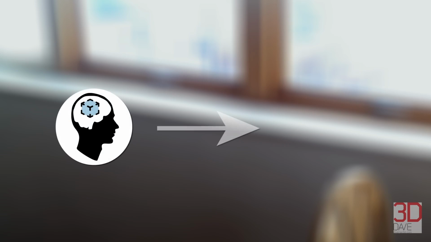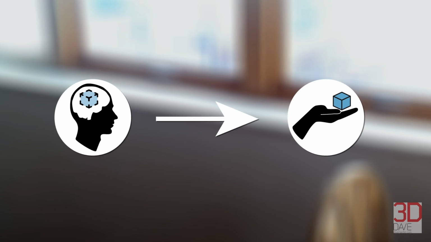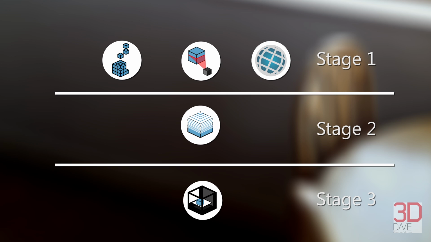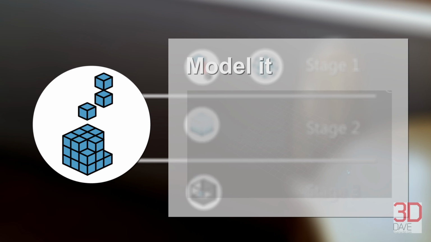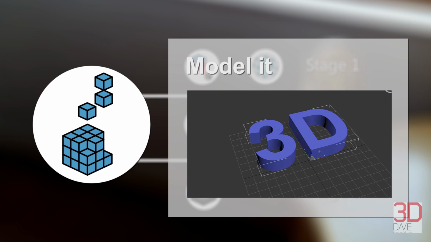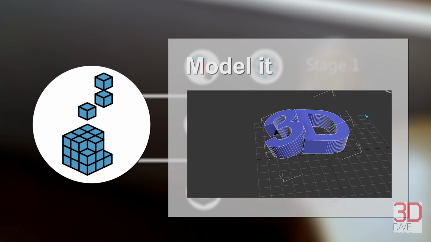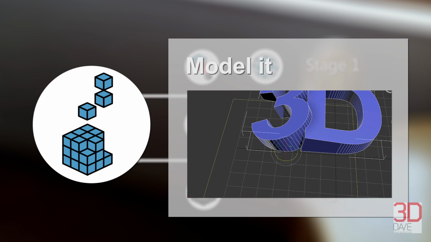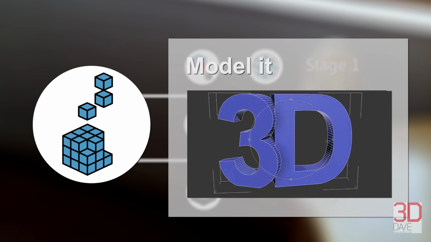So, how do you get your idea to be printed? Well, there are three stages, and the first stage is getting the model. There are three main ways of doing this. You can make the model yourself. There are a lot of 3D programs out there for all different types of skill set. As long as you can export out a stereolithography, also known as the STL file, that is all that is needed for this type of printing.